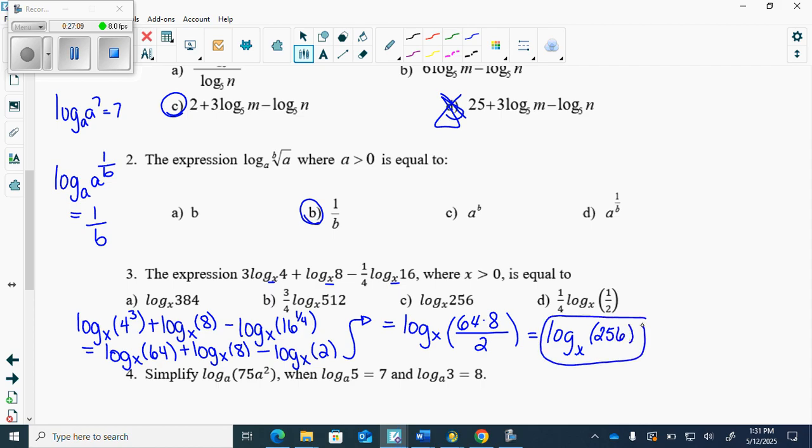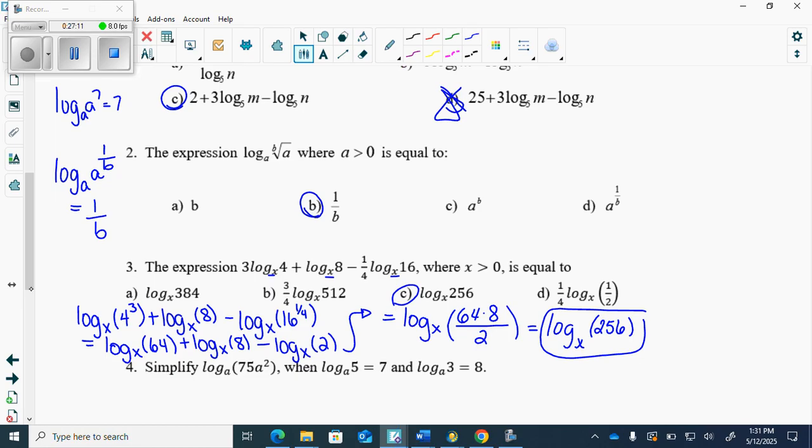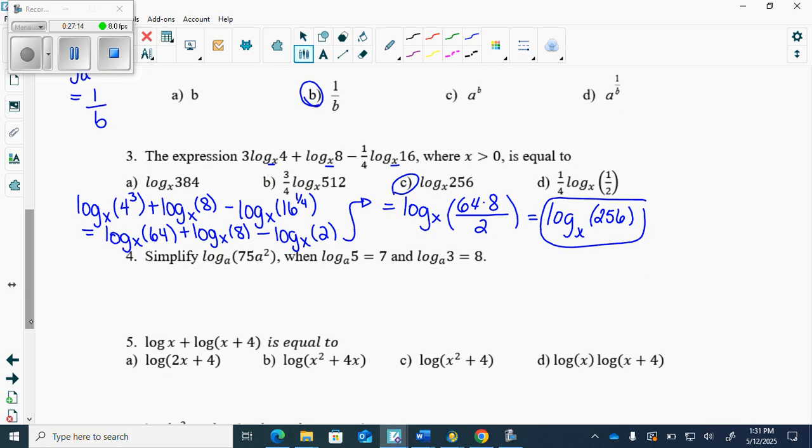All right. This one, I can replace log base A of 5s with 7. And I can replace log base A of 3s with 8. That's it. It has to be that exact picture. So for this one, I'm going to get multiplication dots, right? So here I'm going to get log base A of 75 plus log base A of A to the 2.